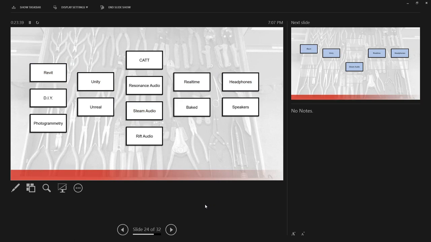Things to note are, I could go through each one. I don't know how much interest there is, but in general, I'll go through why I've chosen each one for this particular one. A lot of it is so that I can run on this laptop. Revit, it's the Revit user group. Unity, this is the platform of choice for VR right now.